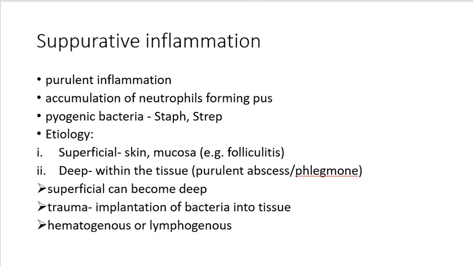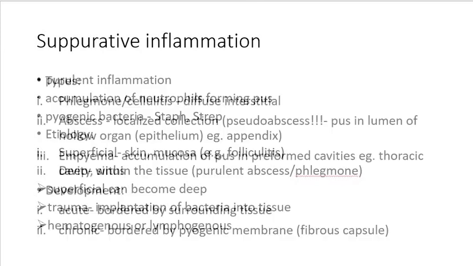So if it's superficial, for example, folliculitis, it's limited to the skin or just a layer of mucosa. But if it is deep within the tissue, for example, an abscess or a phlegmon, how did this happen? Superficial can go deep, or because of some trauma, there was direct implantation of the bacteria deep into the tissue, or it was carried there hematogenously or by lymph.